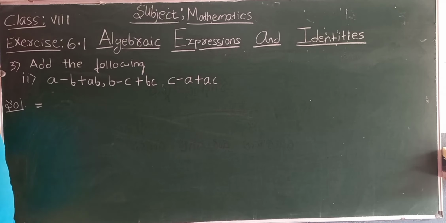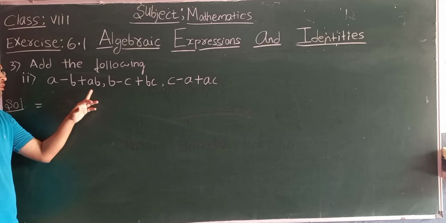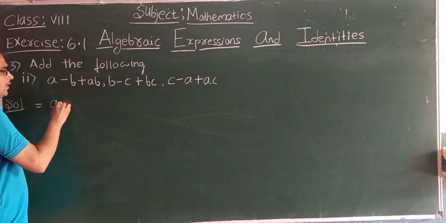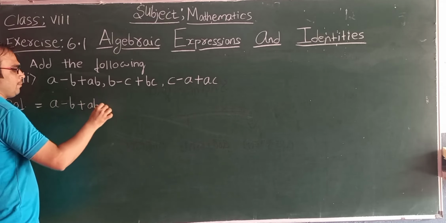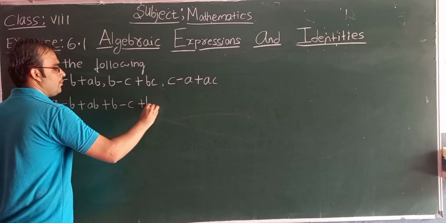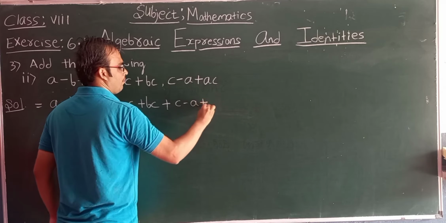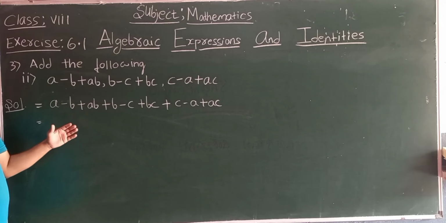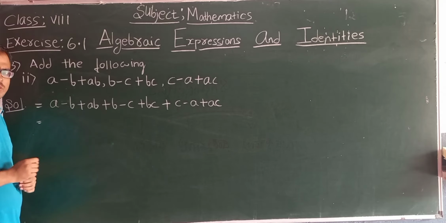Now what is the first step? We need to write these expressions as they are, but in place of the comma we need to place the addition symbol. Here A minus B plus AB, in place of the comma write plus. Then B minus C plus BC, in place of the comma write plus. Then C minus A plus AC. So what we have done is written the expressions, but placed the addition symbol in place of the commas.